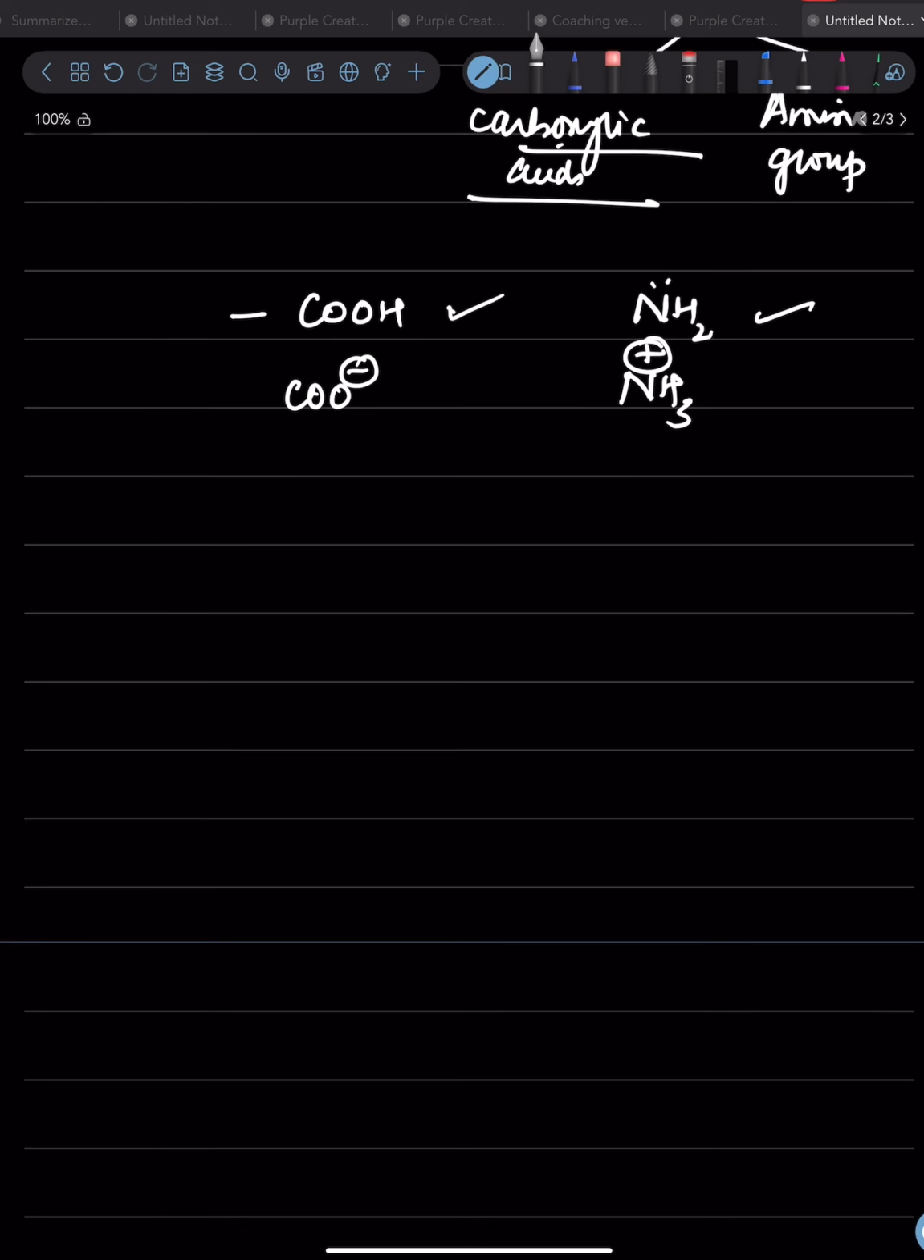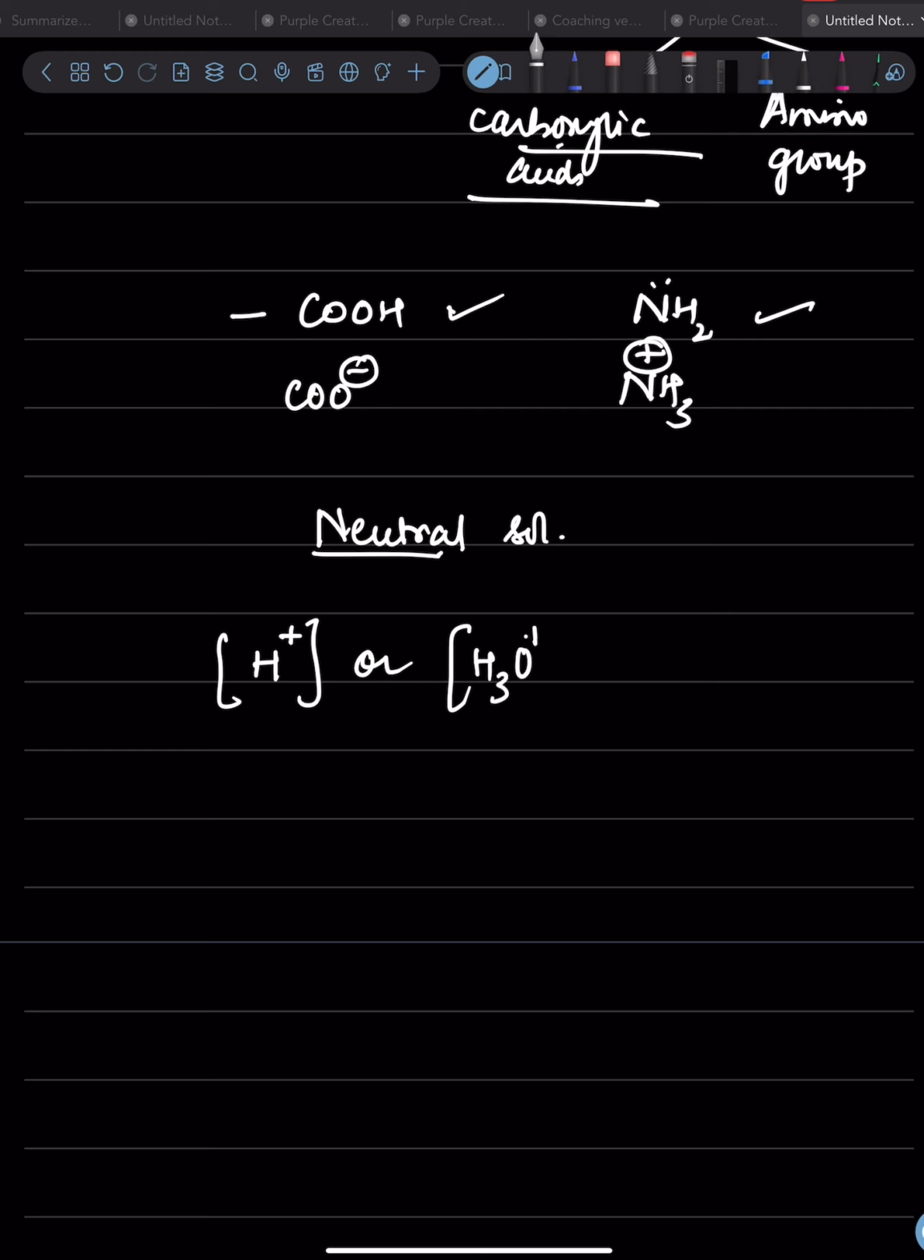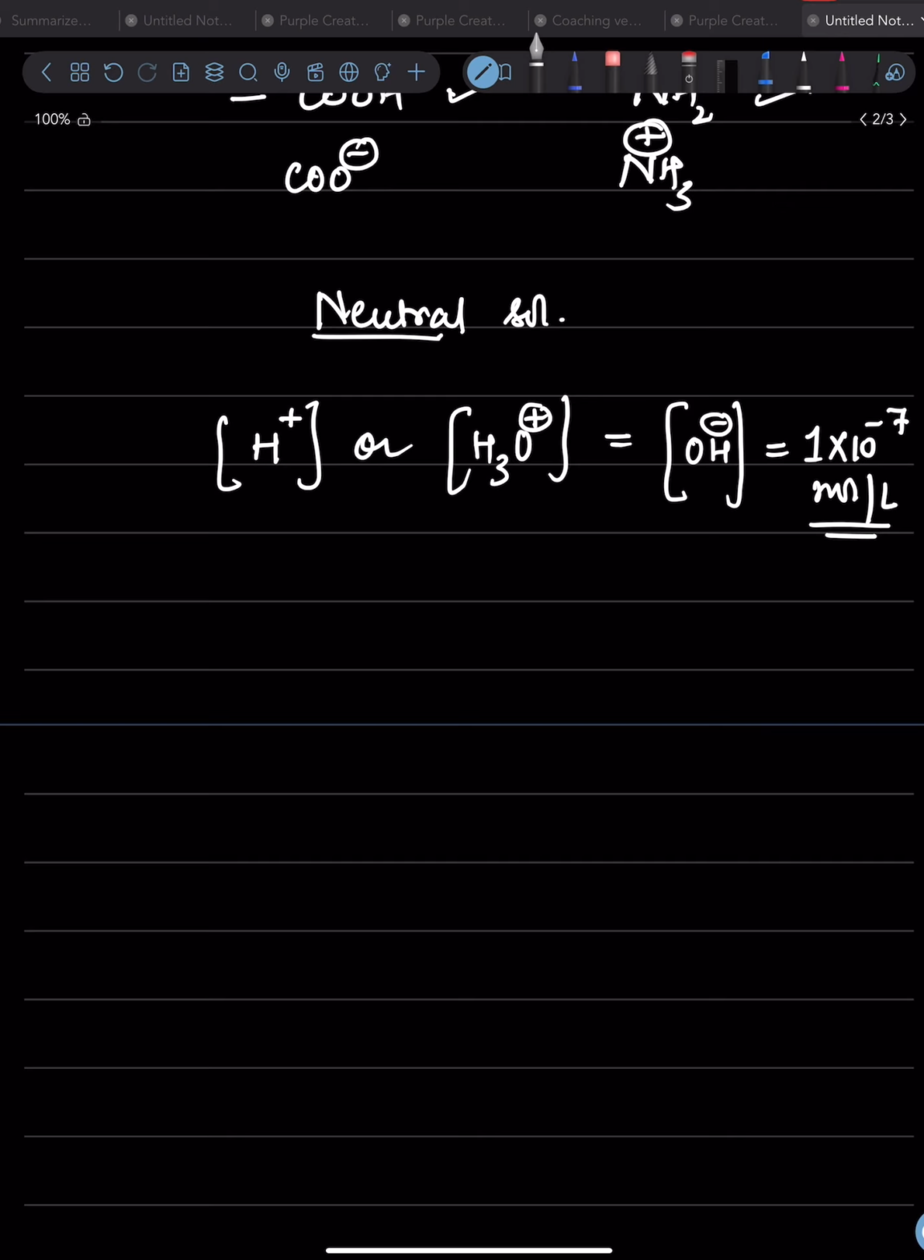Now to start with, there is a term called neutral solution. What does this mean? A neutral solution is one where the concentration of H positive, or hydronium ion, is equal to the concentration of hydroxyl ion, and this is equal to 1 times 10 raised to the power minus 7 moles per liter. Now it's difficult to imagine 10 raised to the power minus 7, minus 14 and so on. That's a very small value.